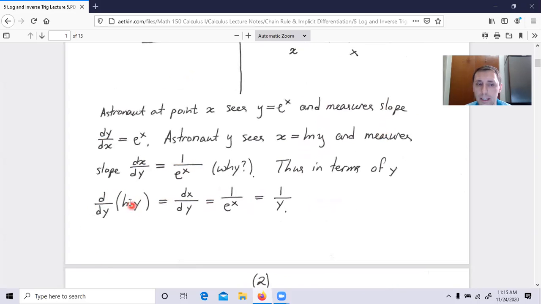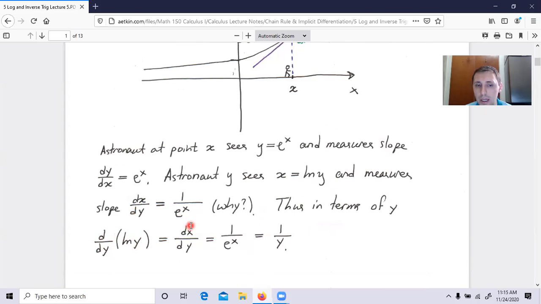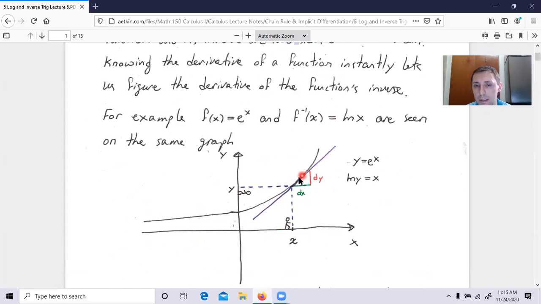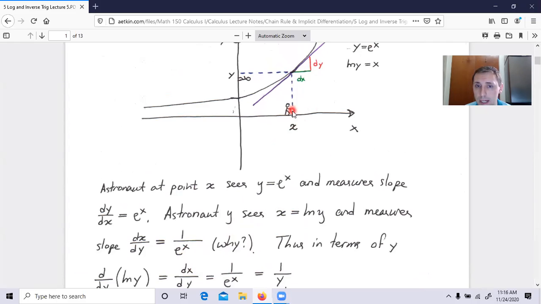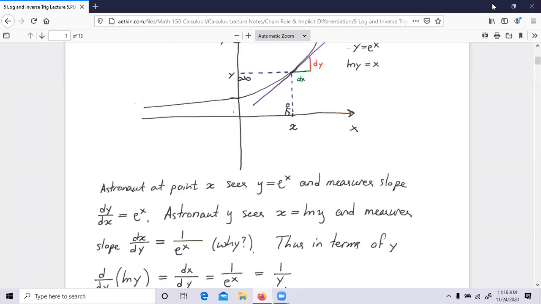So then that means that I can take the derivative with respect to y of ln y this way. The derivative of ln y is the same as dx over dy. It's dx over dy, vertical over horizontal, rise over run. For this guy, vertical is dx. And that's the same as 1 over dy dx. This guy will measure dy dx equal to e to the x. So this guy will measure on the y-axis 1 over e to the x, which is 1 over y.